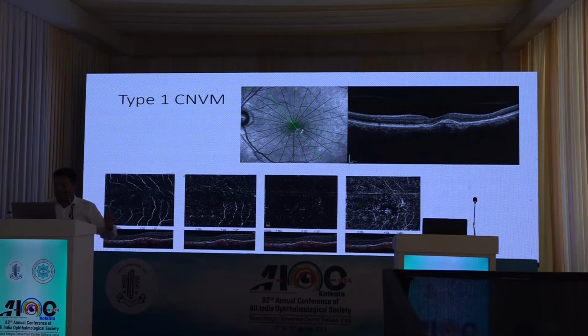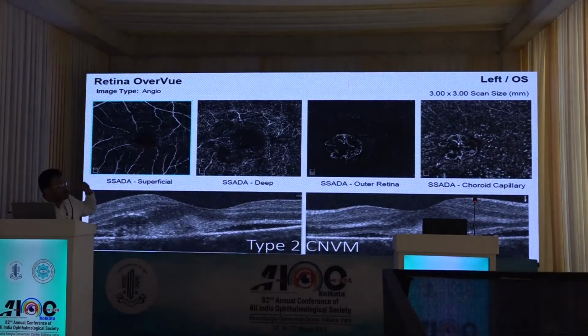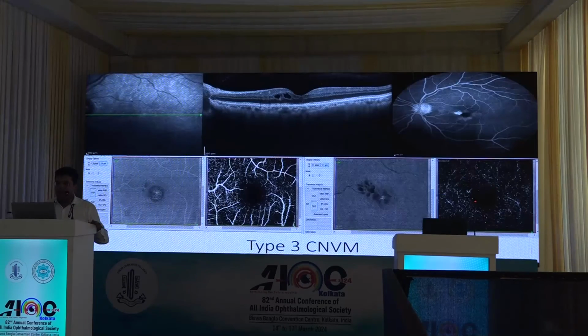Now let's look at the more important ones, which is the type 1 CNVM, located underneath the RPE. You can see in the choriocapillaris slab there is a front of neovascularization which is developing. And then when you look at type 2 neovascularization, you can see that this neovascularization has entered the subretinal space, and you can see that in the outer retinal slab. And finally, you have type 3 neovascularization, which is called intraretinal neovascularization, seen in the deep capillary plexus. If you look very carefully, this is a very small front of new vessels seen in the deep capillary plexus slab of the OCT angiography.